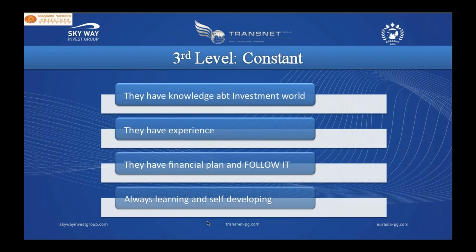Level number 3 is the constant investor. This will be the one who understands the world markets. So they don't necessarily invest just locally, but they look at the global market. So these will be investors with different portfolios. They have experience, and they have a financial plan for, I don't know, the next 30 years, where everything is taken into consideration. All risks are calculated with different scenarios. They have a best case scenario and a worst case scenario.